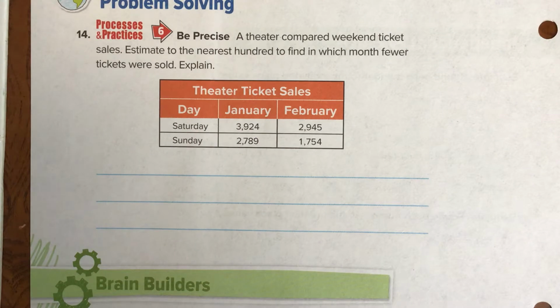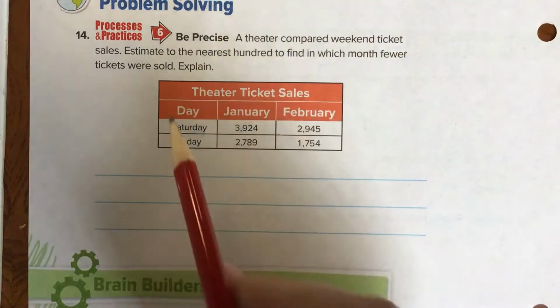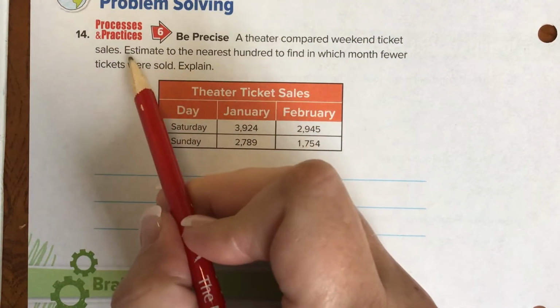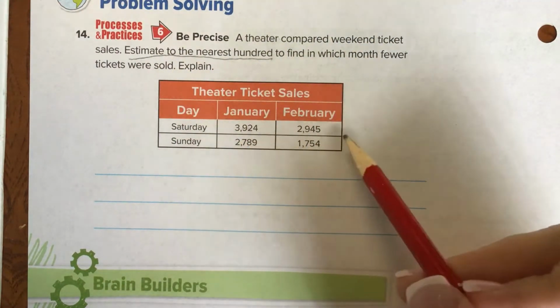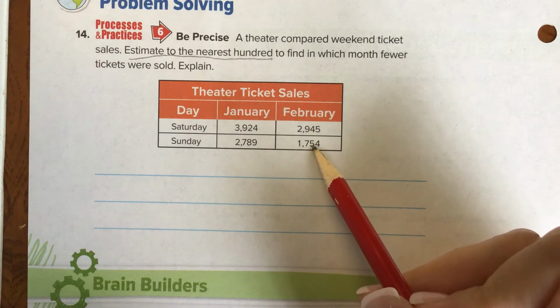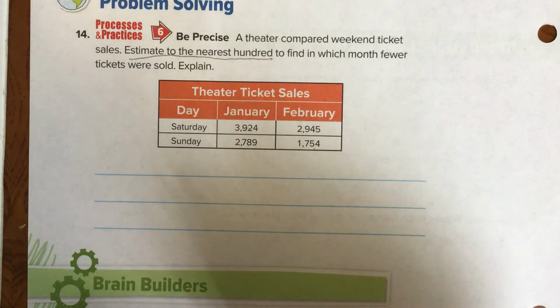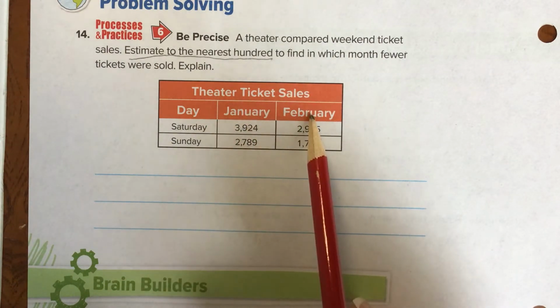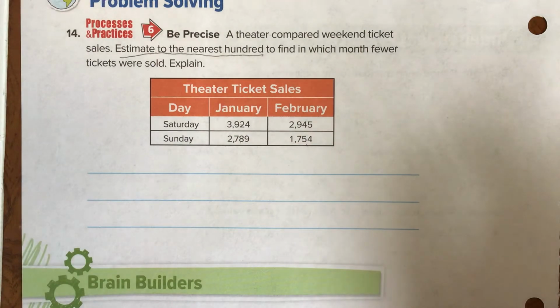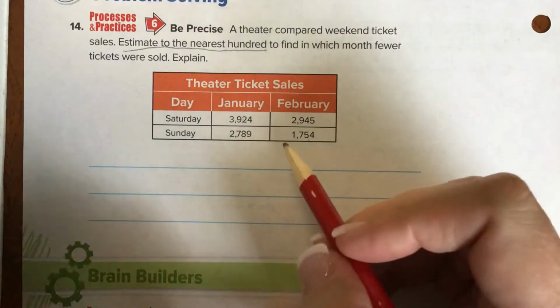Be precise. A theater compared weekend ticket sales. Estimate to the nearest 100 to find in which month fewer tickets were sold. Explain. So first off, let's look at what it's given us to do. Estimate to the nearest 100. So we're going to take these numbers that are in our chart, that's where we're getting our information from, and estimating those numbers so that we can find out which month, either January or February, had the fewer tickets sold.